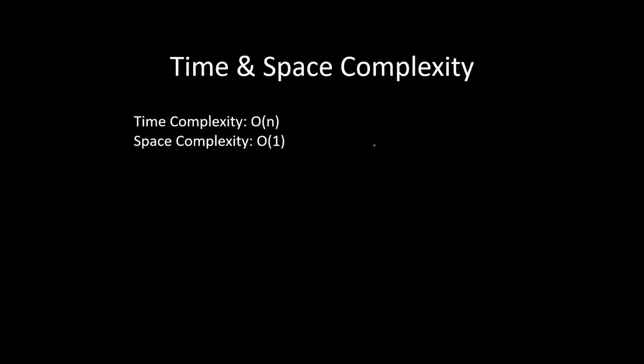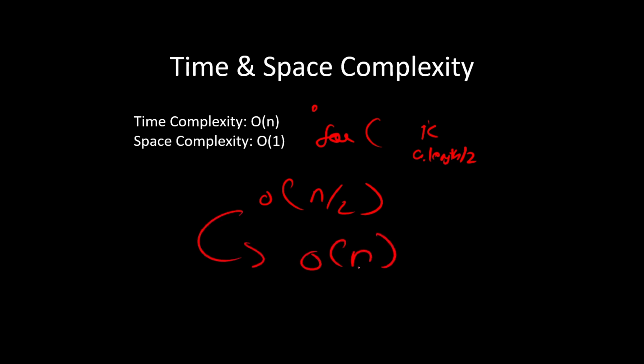You can see the time complexity of this code: as we are traversing till half of the length of the array, that is i less than a.length divided by 2, it's O(n/2), but we initially write it as O(n) only. And the space complexity is constant, that is O(1).